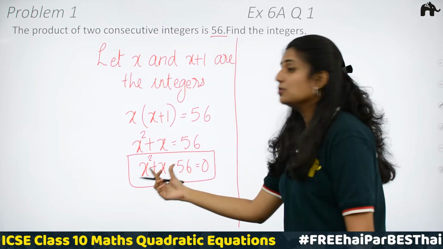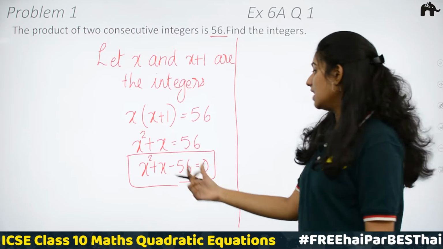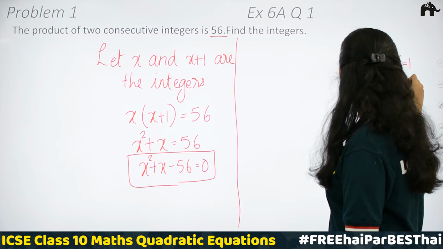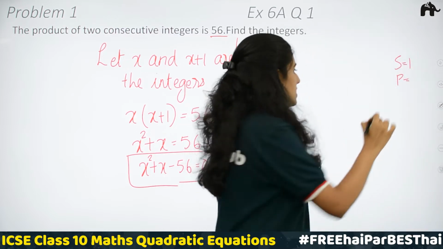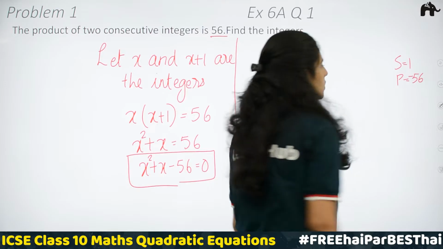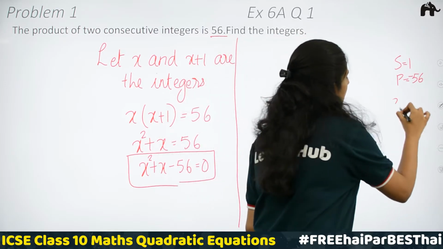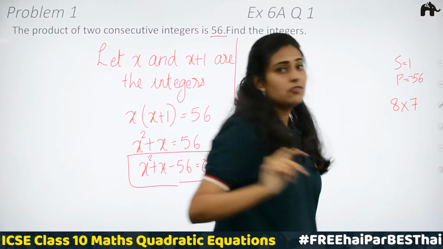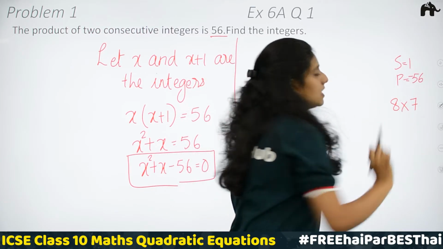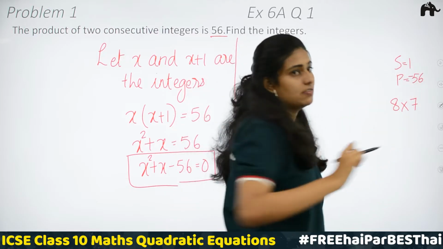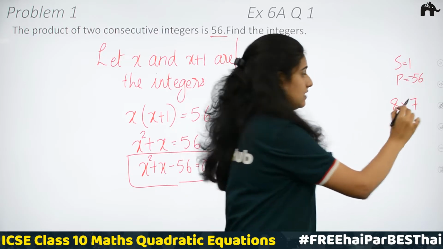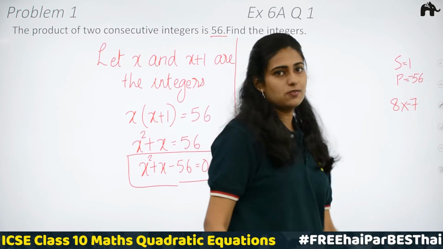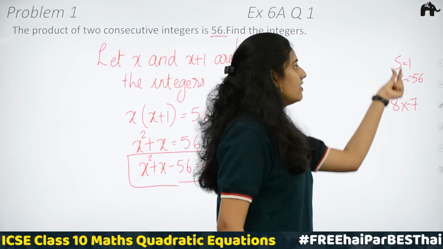Here, to solve this using the factorization method, the sum of the numbers should be equal to 1 and the product should be equal to minus 56. A into c is minus 56 here. To get 56, 8 into 7 is 56. Here we have a negative, which means there should be one number which is negative and the sum is positive, which means the greater number should be positive. We can take 8 and minus 7. 8 into minus 7 is minus 56, and 8 minus 7 is 1.